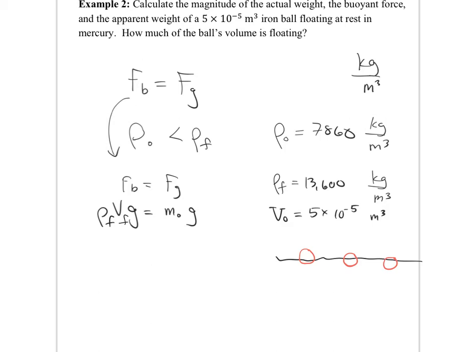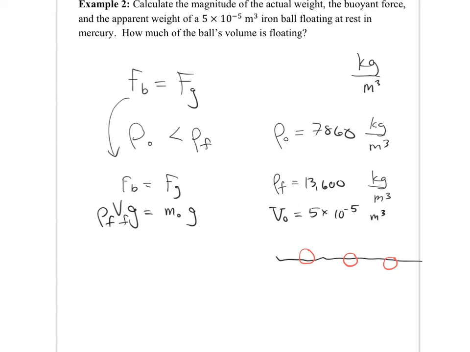Is it evenly in the water and out of the water? Or is more of it submerged? These are the three scenarios that are possible for floating. It could be floating more out of the water, evenly, or more in the water, right? But we don't know VF. Remember, VF is how much of the object is submerged.